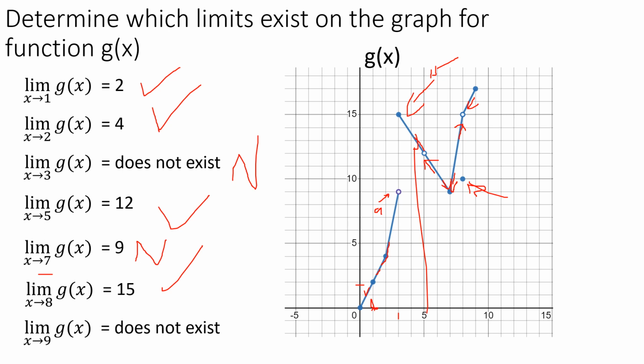And x equals 9. Well, guess what? I got something right here, but it's only one side. There's nothing on the other side here. So it is not a limit. It's got to approach from both sides. So this does not exist.